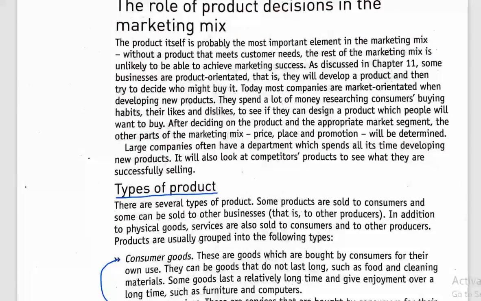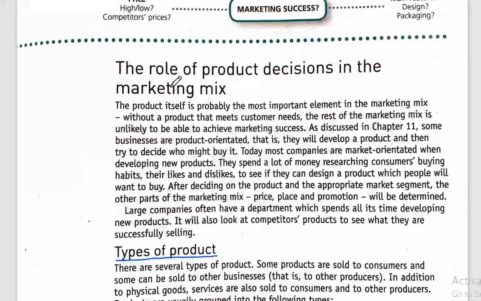So the role of product decisions in the marketing mix. The product itself is probably the most important element in the marketing mix. Without a product that meets the customer needs, the rest of the marketing mix is unlikely to be able to achieve market success. So from this paragraph, what we must know is that the most important P from the four Ps is the product, because if there's no product, then there's no price, no place, and even no promotion.